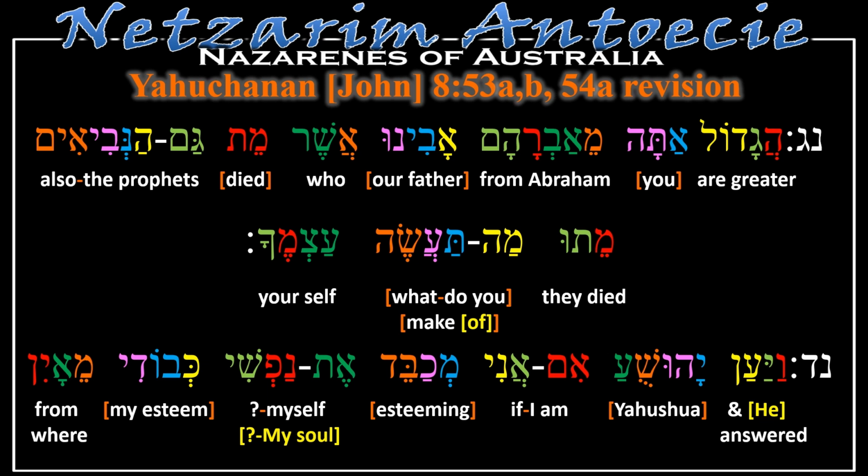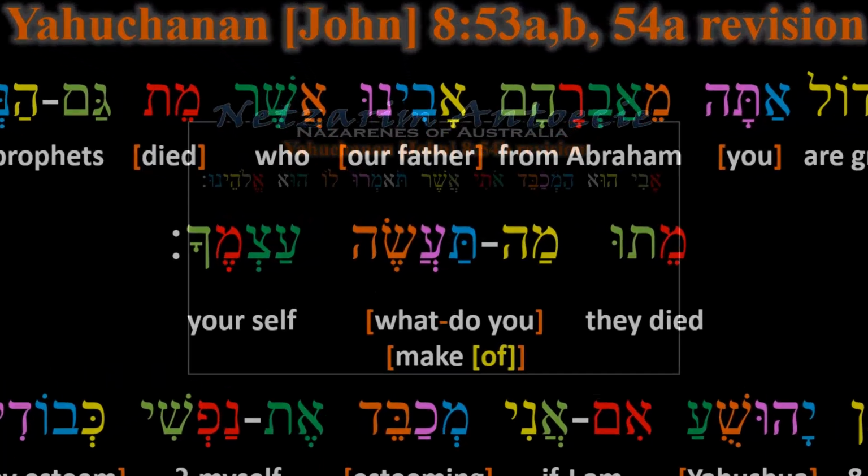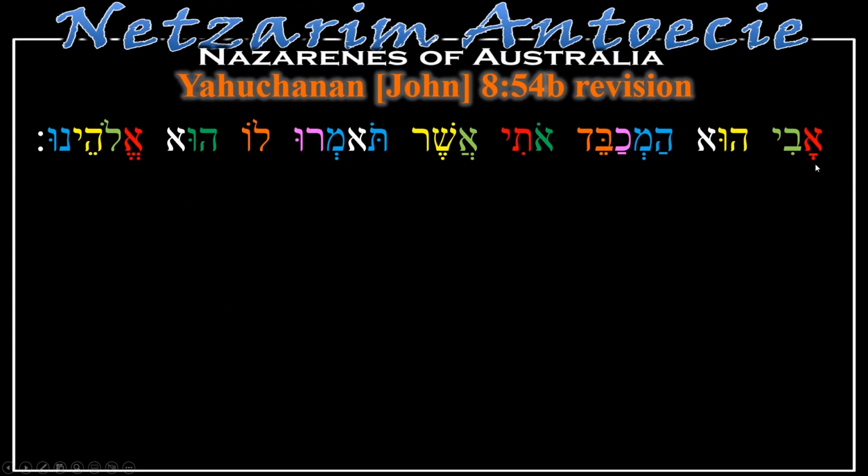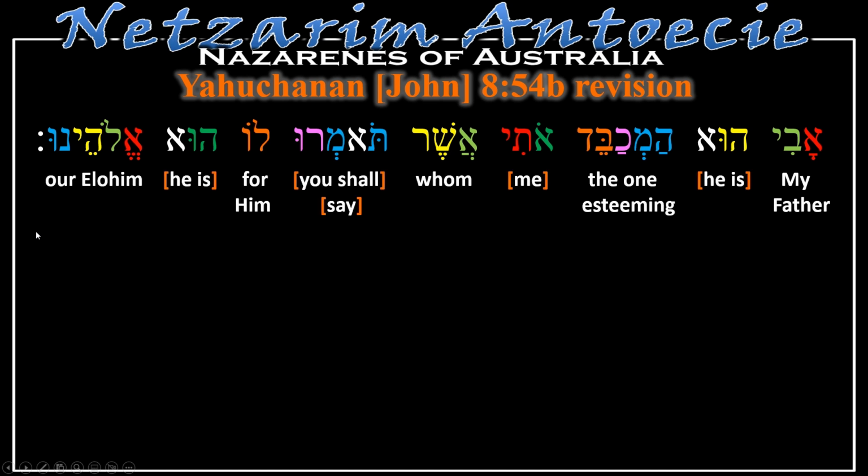Well, see, and you could even say from nothing, because ayin also means not or nothing. And 54b, Avi, my father, who he, and we could say he is, Hamkabed, the one esteeming, oti me, asher, whom Tomru you shall say, lo to him or of him, who he is Eloheinu, our Elohim. My father, he is the one esteeming me, whom you shall say for him, he is our Elohim.